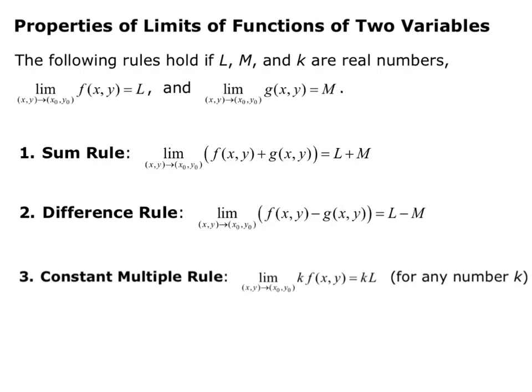The third one is the constant multiple rule, and that says if you have the limit as xy approaches x0, y0 of k times f of xy, that's equal to k times L for any number k. And remember, L is the limit of f of xy. So you're just taking that constant k and multiplying it by the limit.